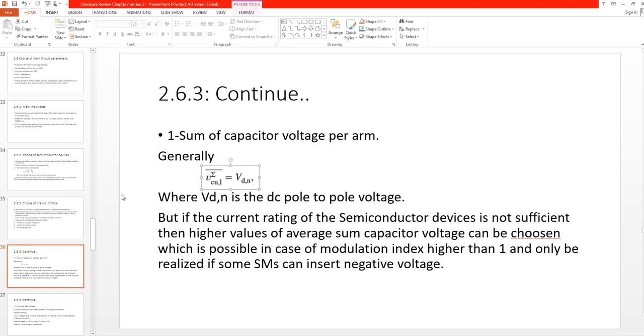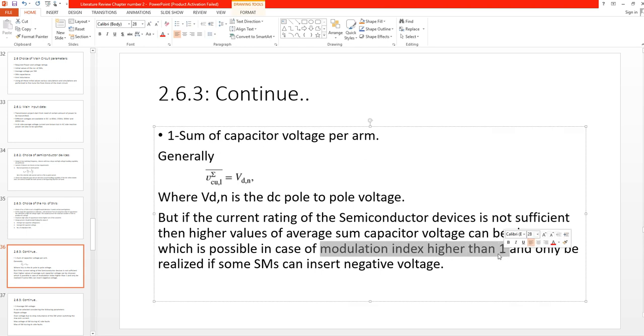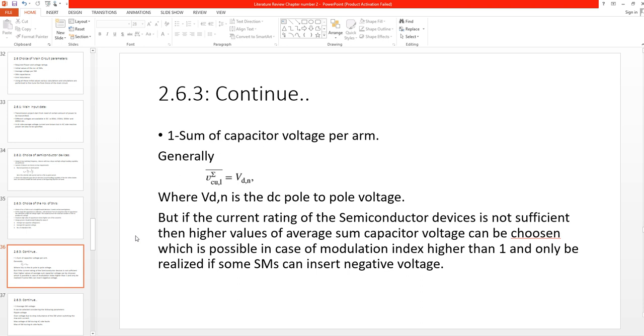It means that generally the sum of the capacitor voltages is equal to the DC side voltage. But if the current rating of the semiconductor device is not sufficient, meaning the semiconductor devices cannot withstand this current, then we have to increase the voltage in order to decrease the current so that our semiconductor devices can run efficiently and withstand the flow of current. And how can we do that? In order to increase the voltage, we have to increase the modulation index beyond 1. And this is only possible whenever the submodules can insert negative voltage, right?